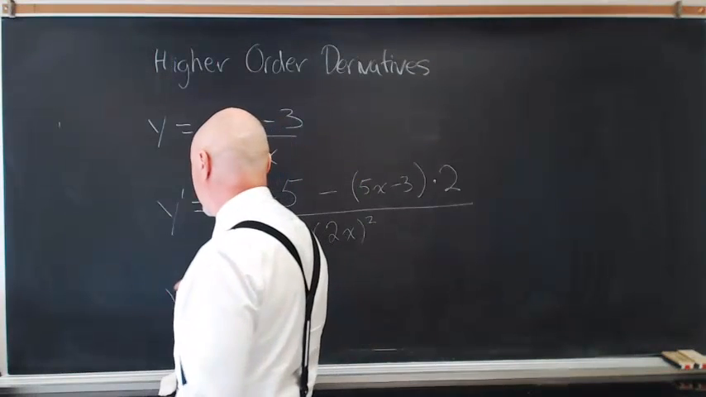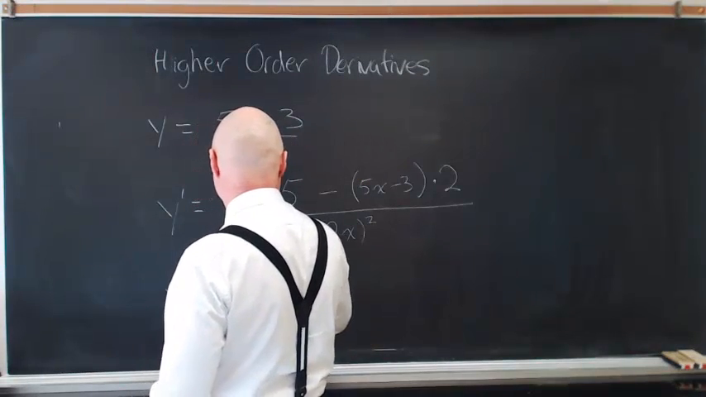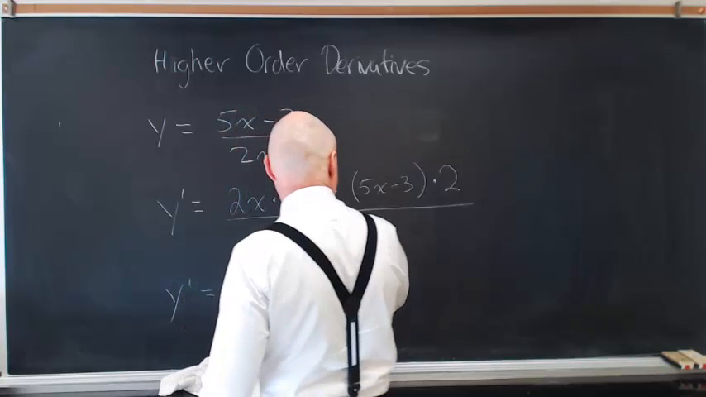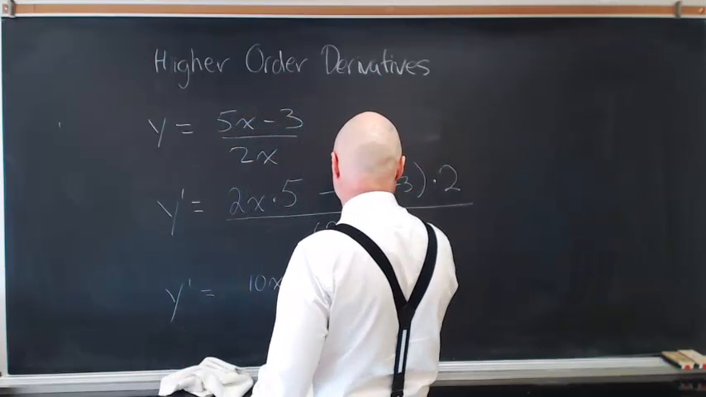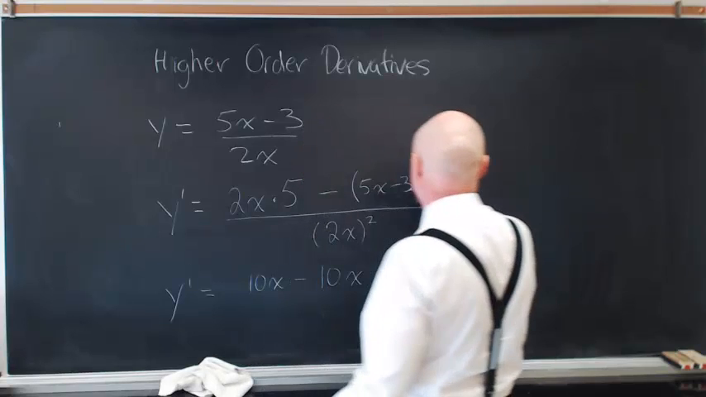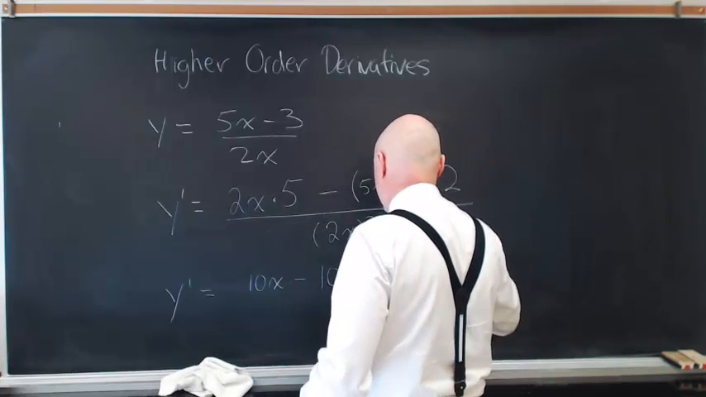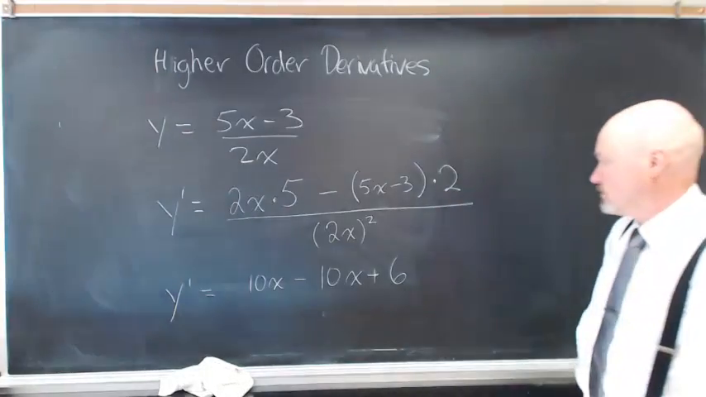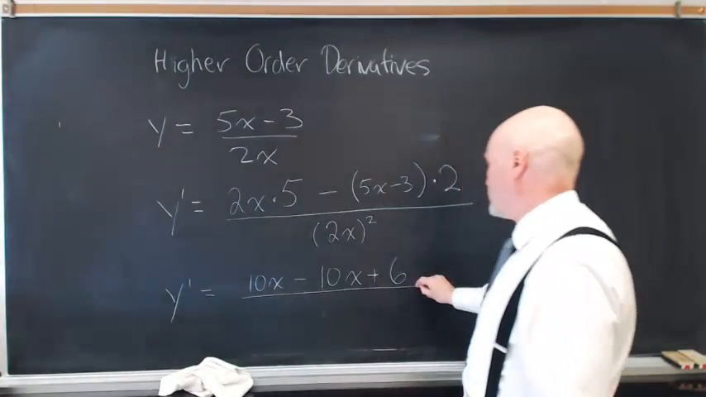Okay, let's simplify this a little bit before we take the second derivative. So 10x minus 10x plus 6, all over.